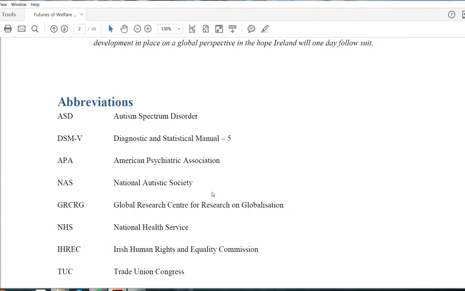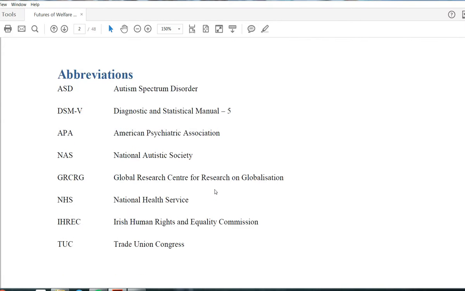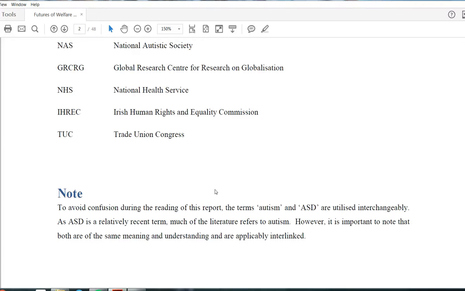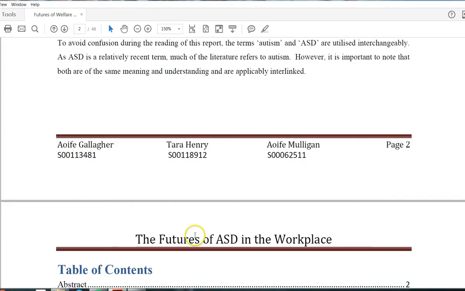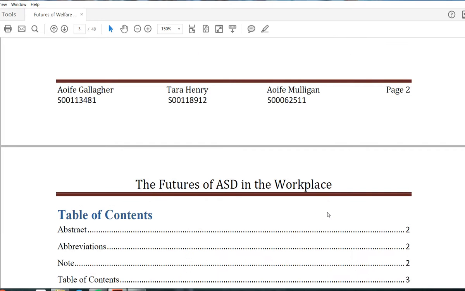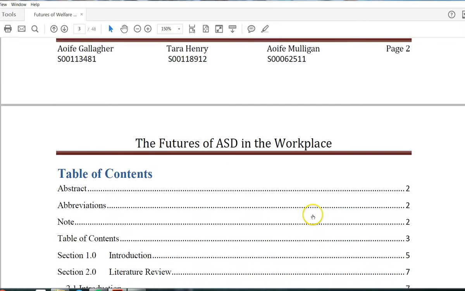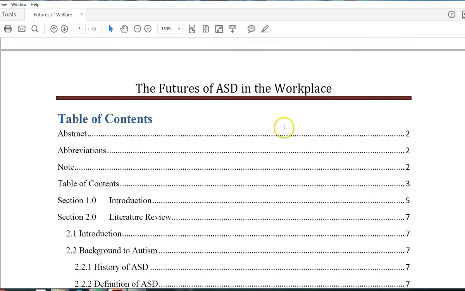They include a list of abbreviations, if you're more than happy to use that yourselves. They also put a little note in about what they think the reader needs to be aware of, particularly around terminology. You can also see here that they include their names, their student numbers and page numbers as a footer, and you can use a footer or a header, depends on yourself. They obviously have their header here, which is the title, The Features of ASD in the Workplace.